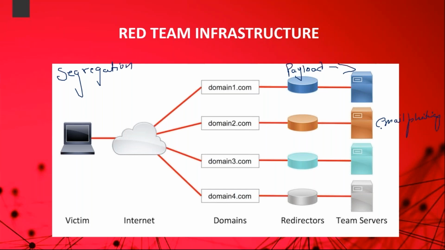Right? We have redirectors. Redirectors do what? They provide obfuscation for our backend team servers, and they provide us advanced filtering options, and they hamper the blue team investigations, right? So these are the things we were looking into. And in domains, we do the categorization part, right? We do a lot of things, but categorization is also necessary.